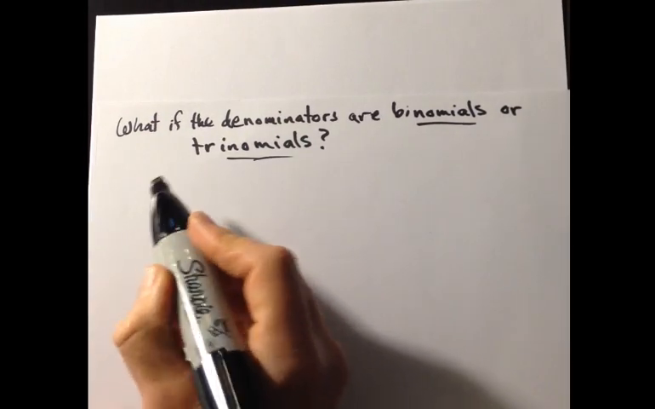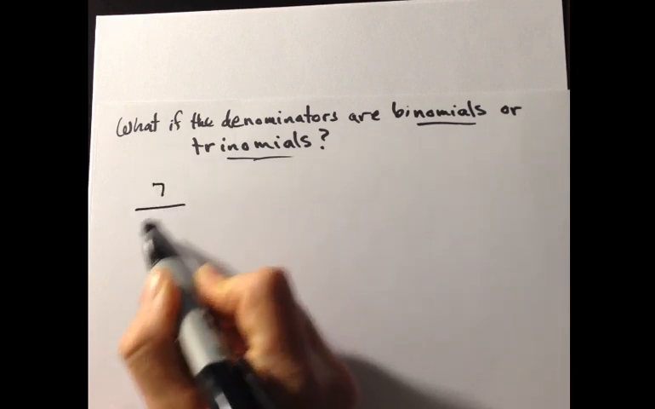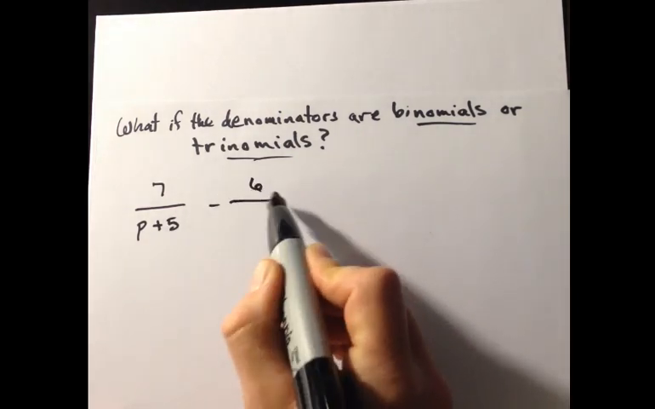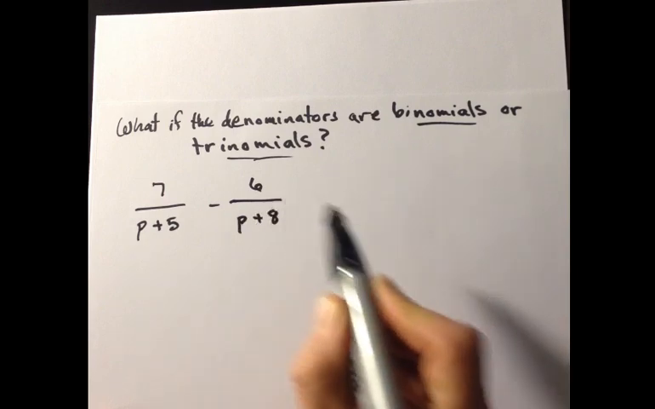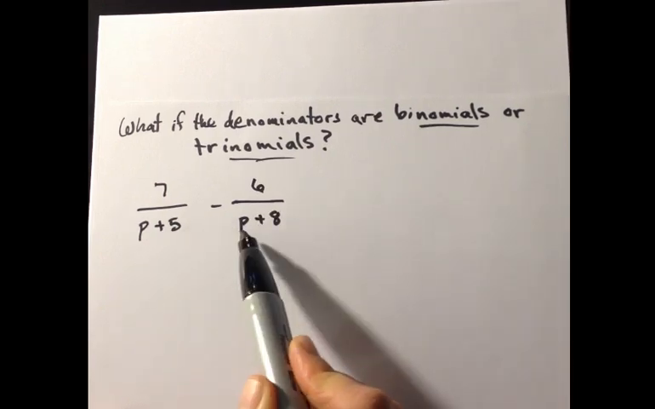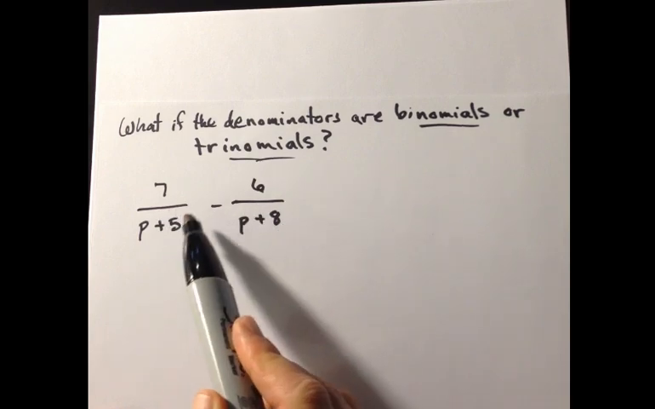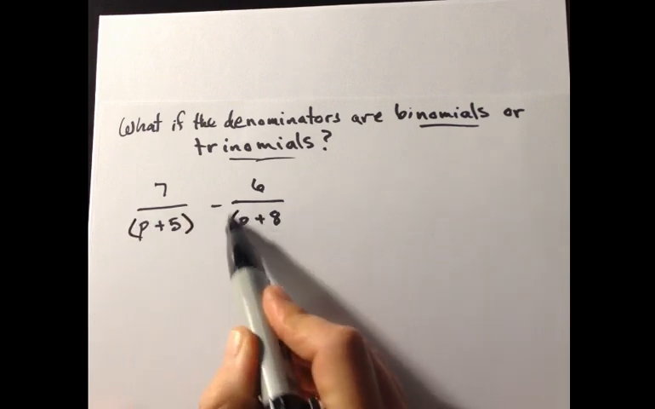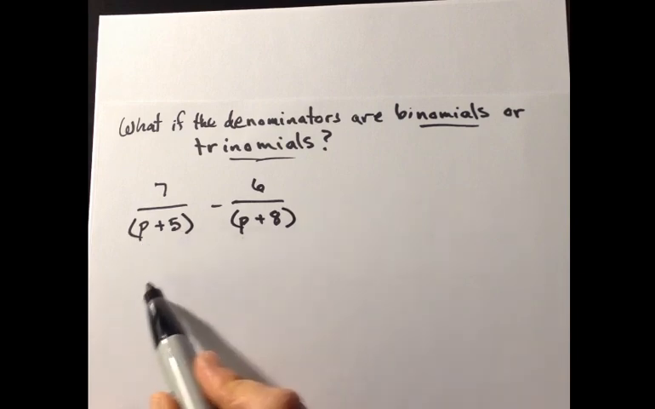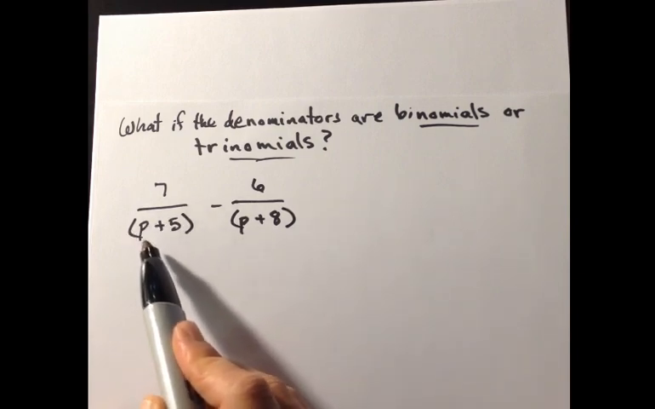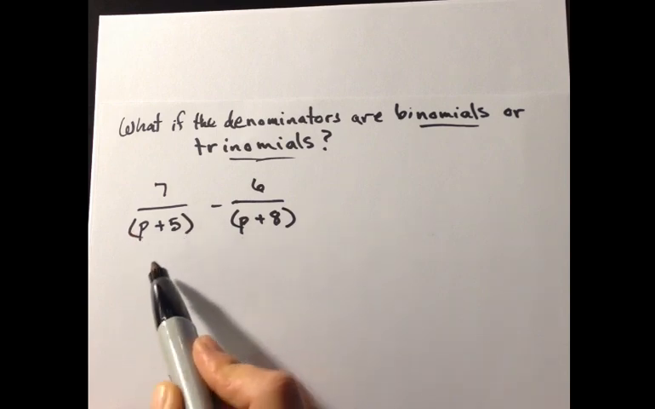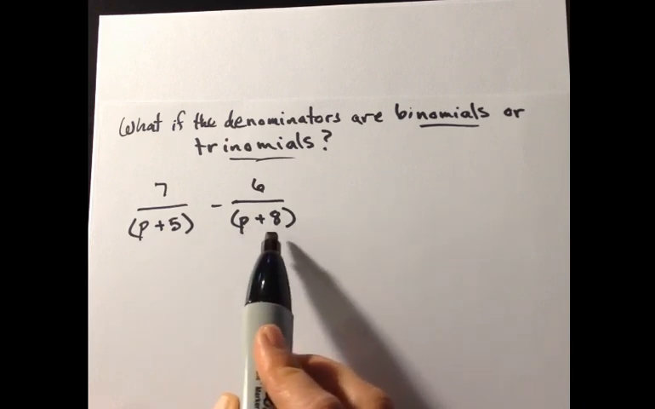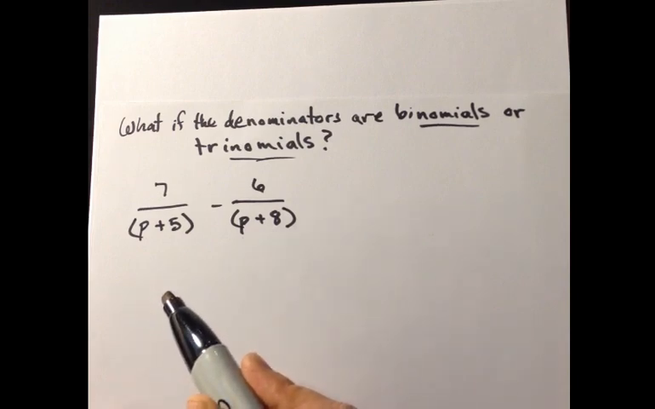For example, say we have something like 7 over p plus 5 minus 6 over p plus 8. Now how do we find the lowest common denominator? Remember, these cannot be subtracted until we have the same denominator for each. Well, in this case, this binomial is completely factored. So this is a prime polynomial already, meaning that p plus 5 can't be broken down any further. And same thing over here, p plus 8, that's a prime polynomial.